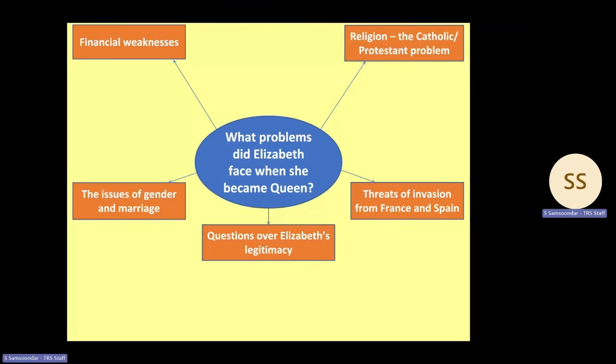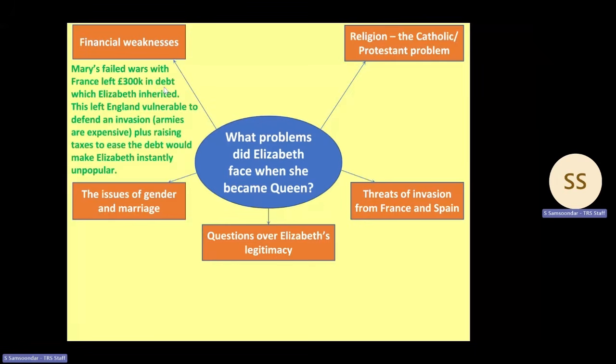So we move on to the first big topic within Elizabeth, which is looking at the problems or the challenges that she faced when she became queen in 1558. For your revision, you should be aware of at least 4 problems. I'm going to go through 5. These are the most important problems that she had to deal with.